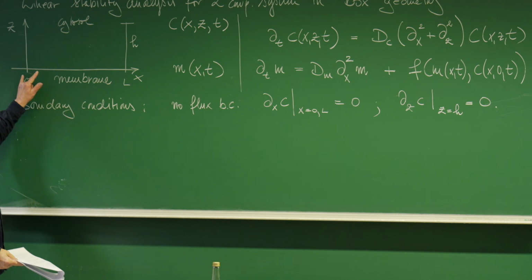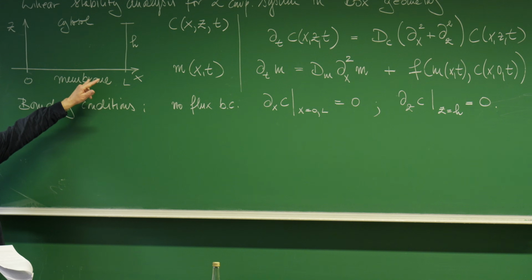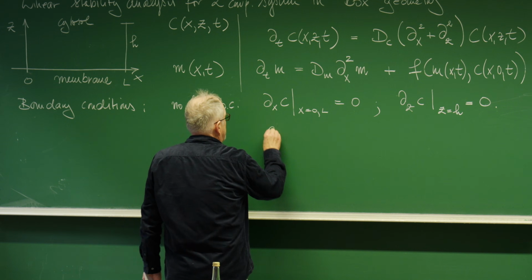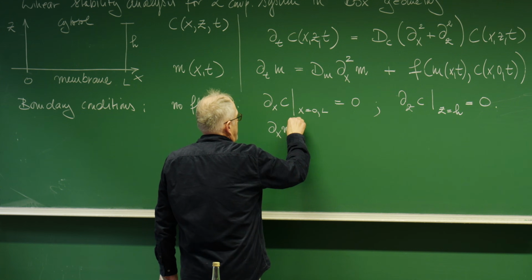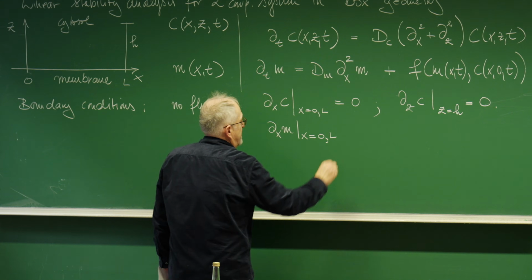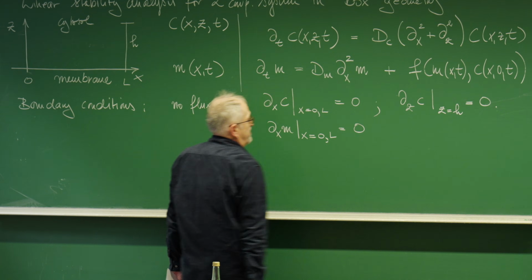For the membrane, because it lives only on the membrane, I have then ∂x m at the two ends, 0 and L, also to be 0.